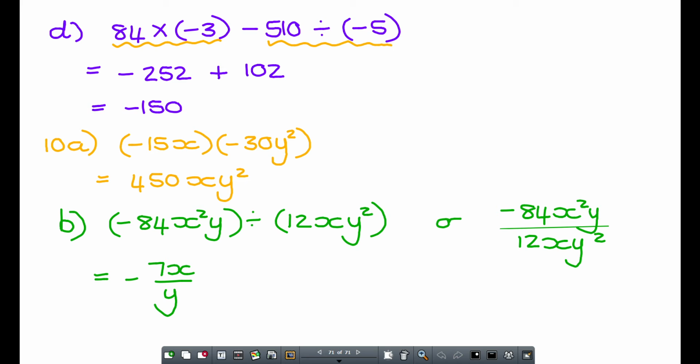Now remember, when I've got two brackets next to each other, we're actually saying I must multiply them. And a negative times a negative gives me a positive. 15 times 30 gives me 450. And x times y squared will give me xy squared. Then at B, you could have left it like that, or I know some kids like writing it in the form of a fraction.